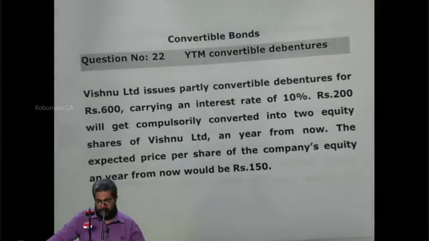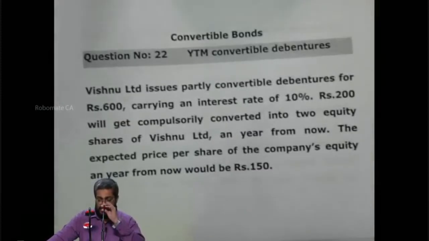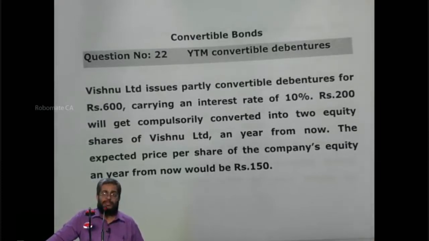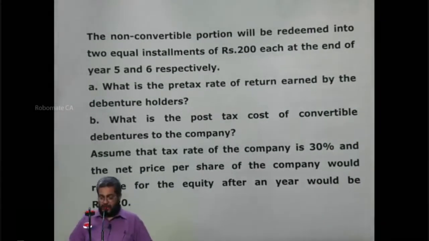Vishnu Limited issues partly convertible debentures for rupees 600, carrying an interest rate of 10%. Rupees 200 will get compulsorily converted into two equity shares of Vishnu Limited a year from now. The expected price per share of the company's equity a year from now would be rupees 150. The non-convertible portion will be redeemed in two equal installments of 200 each at the end of 5 and 6 years respectively. What is the pre-tax rate of return earned by the debenture holder?